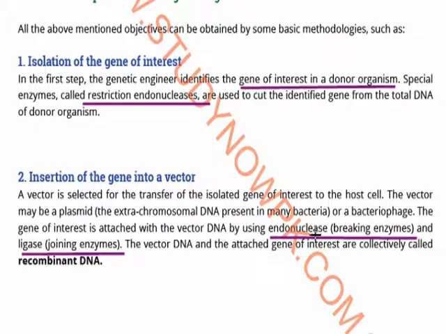See, where there is the use of 'ase' in nuclease, it means breakdown of something is seen, and where there is ligase, ligate means to join. So ligase is for joining. The vector DNA and the attached gene of interest are collectively called the recombinant DNA that we already know.